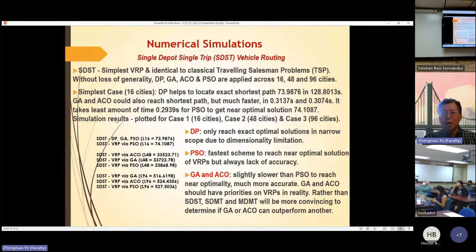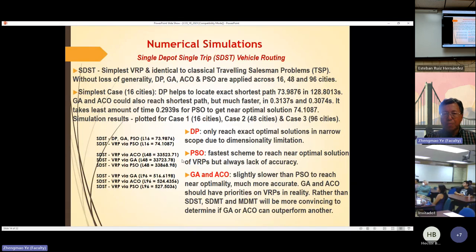Simply it shows the DP can only reach the exact optimal solution in a narrow scope due to the dimensionality limitation. In contrast, the PSO is the fastest scheme to reach the near optimal solution of VRP, but it always lacks accuracy. On the other hand, the GA and the ACO are slightly slower than PSO to reach near optimality, but they are much more accurate. So the GA and the ACO should have priority on VRPs in reality.